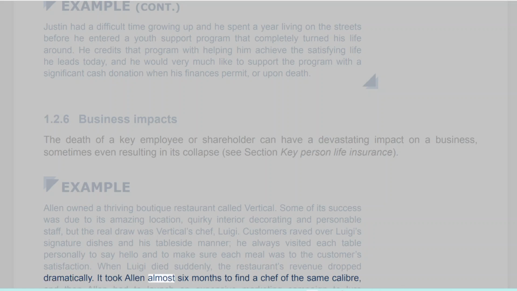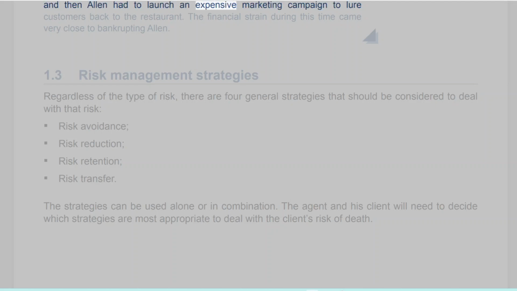It took Alan almost 6 months to find a chef of the same caliber, and then Alan had to launch an expensive marketing campaign to lure customers back to the restaurant. The financial strain during this time came very close to bankrupting Alan.